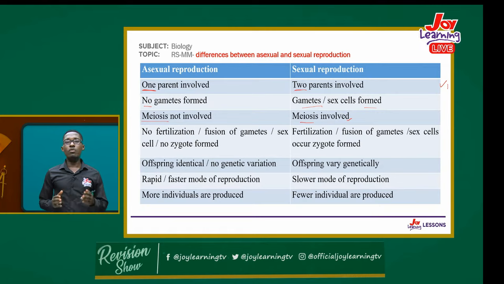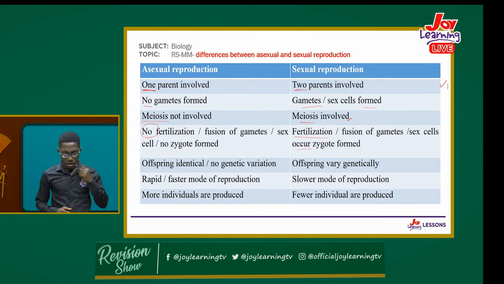In asexual reproduction, you need only one parent. Let's say you have a plantain or an onion, mostly in plants. You find out that there will be no fusion, and just one plant can give rise to another set of young ones. So there is no need for two gametes coming from a male or a female, and no need for fusion or fertilization. So in your statement, we say no fertilization, fusion of gametes or zygote formed. But under sexual reproduction, there is fertilization that occurs and a zygote is formed.